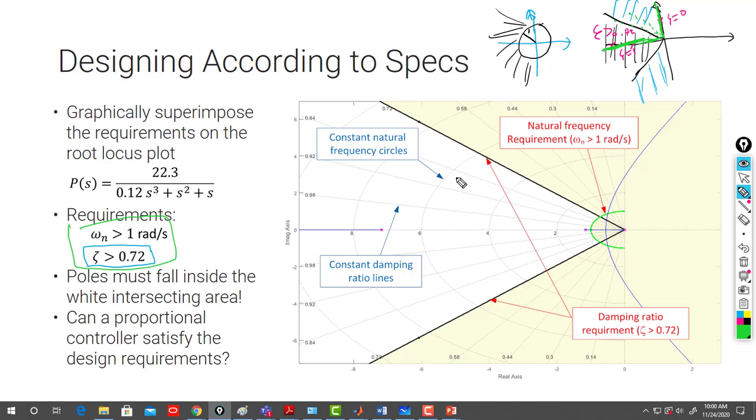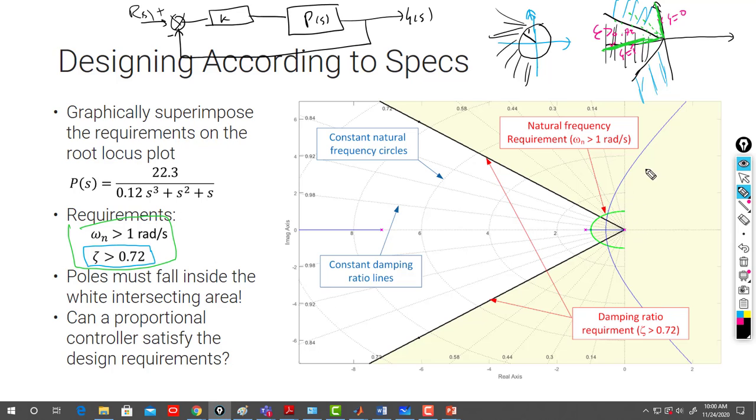Good. So now my question to you. This is my system. This is my P of S, which is 22.3, etc. And this is Y of S, minus plus R of S. And this is K. Alright, and this is the root locus. The blue one is your root locus, and the green and the black are your design requirement, and you should be here to satisfy your requirement.